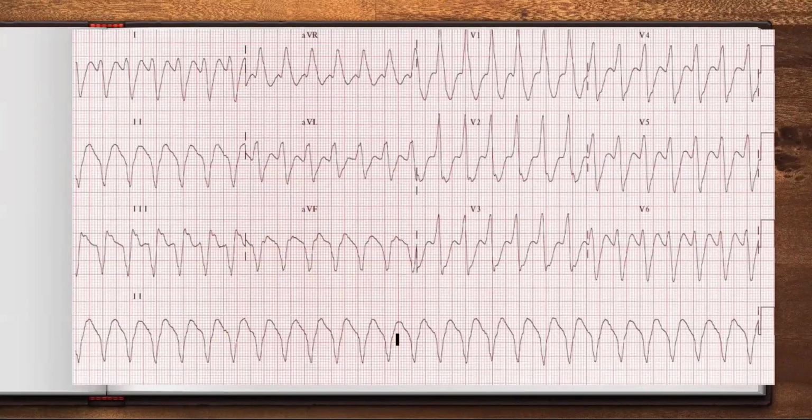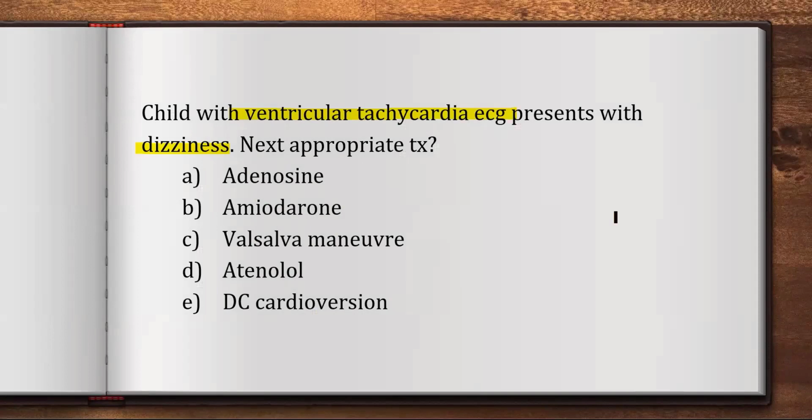So obviously it's a VT, you can see, and it's a monomorphic ventricular tachycardia. I'm not going into the ECG today because it will take a lot of time. In the exam they will not write it like "children with ventricular tachycardia ECG." They will write that you have a patient, a 6-year-old kid, coming to you with dizziness. You did the ECG, you find this ECG, what's your treatment?